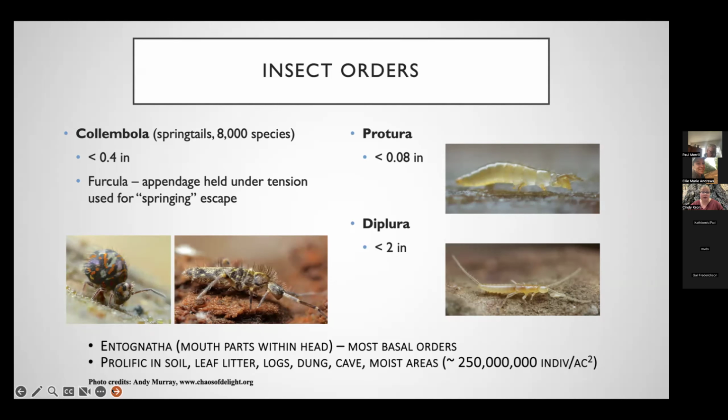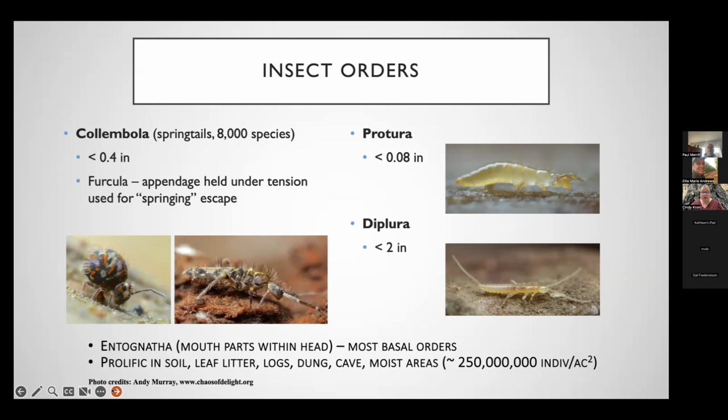In the soil, you'll find them feeding on leaf litter, logs, dung, caves, and moist areas. They really break down what's in the soil, and so these are considered beneficial. They're not affecting your crop. Their mouth parts are within their head. They're called entognatha, so their mouth parts are in their head instead of on the outside where you can see them. You don't see that with these insects.